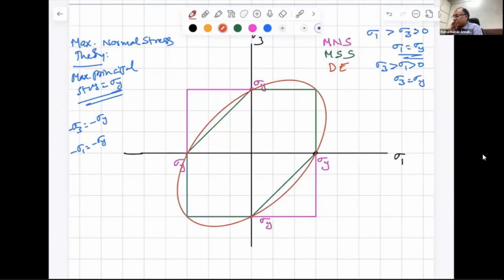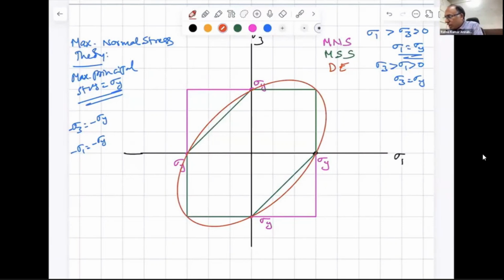That is your distortion energy theory. This is what we have seen earlier, isn't it? Yes, sir. Oriented at an angle of 45 degrees. Now, let us try to understand this a little bit carefully.